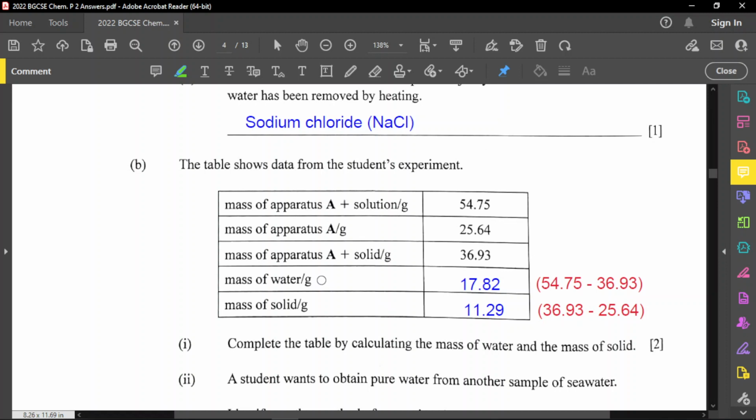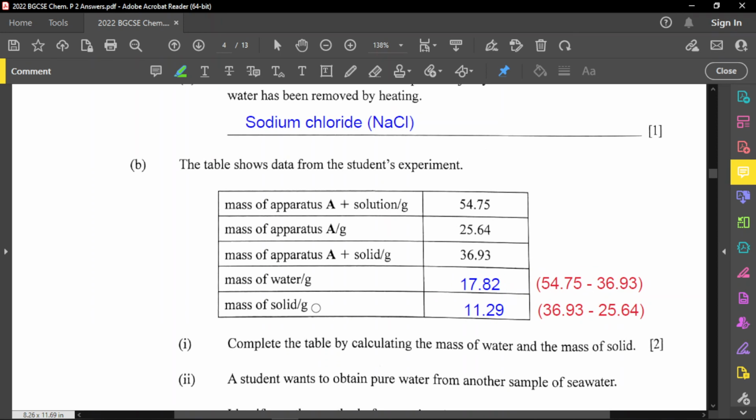And so to find the mass of the water, because water will be a part of the solution plus the solid, right, which is the sodium chloride. And so to get this, what you want to do is to minus the mass of the apparatus A and the solid from the apparatus and the solution. And what you'll get here is the mass of the water. So, see the working in red on the right.